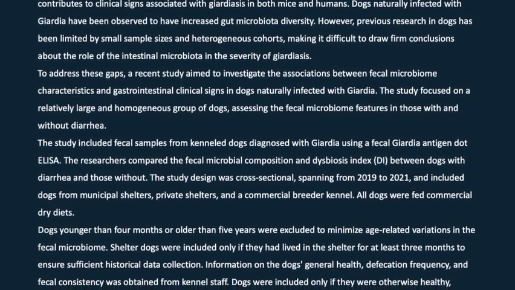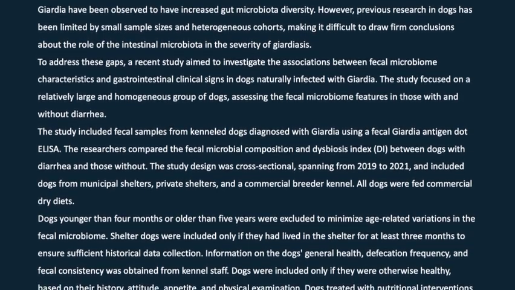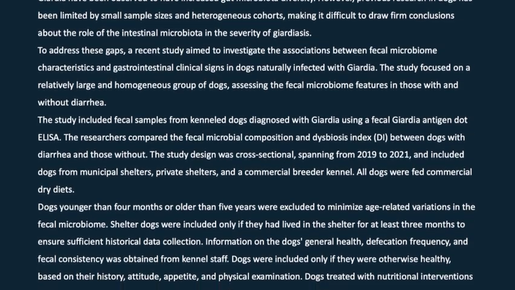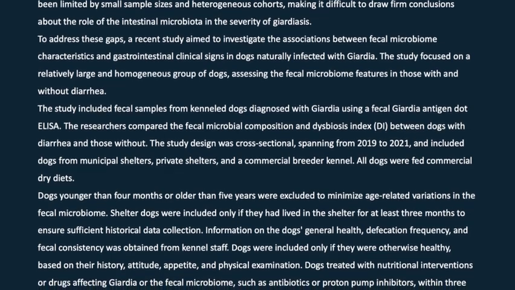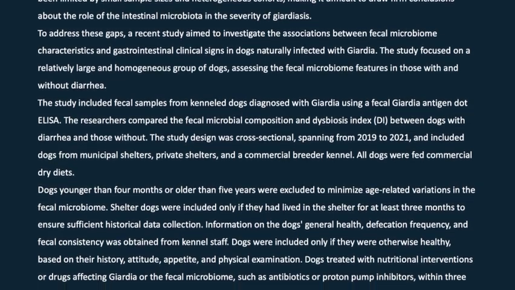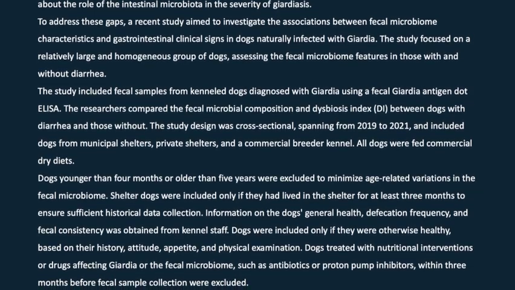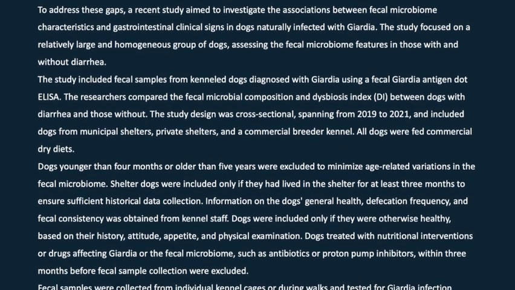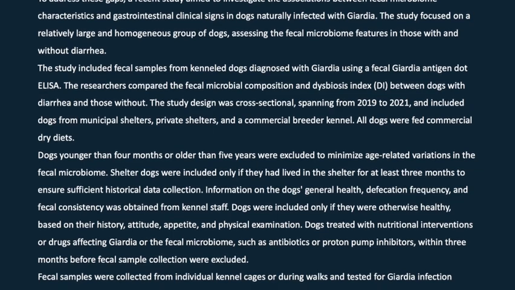The study included fecal samples from kennel dogs diagnosed with Giardia using a fecal Giardia antigen ELISA. The researchers compared the fecal microbial composition and dysbiosis index, DI, between dogs with diarrhea and those without. The study design was cross-sectional, spanning from 2019 to 2021, and included dogs from municipal shelters, private shelters, and a commercial breeder kennel. All dogs were fed commercial dry diets.